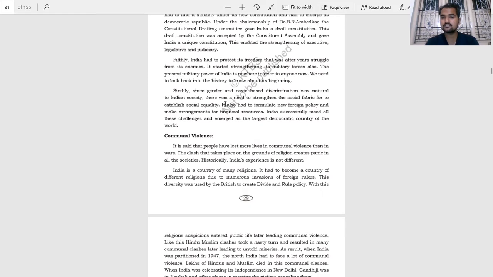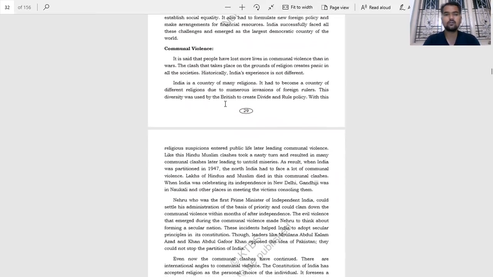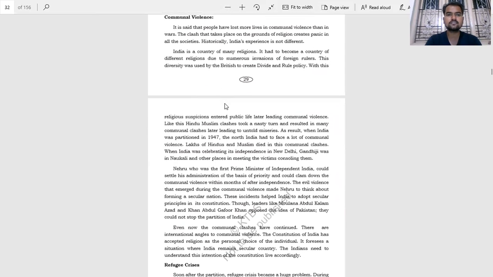Then caste-based discrimination was there. Somewhere the Dalits and the OBCs thought we are not getting status in society. So India also faced the challenge of caste-based and gender-based discrimination. So these are the six main challenges which we faced just after the freedom of our nation. We will talk in depth about these challenges.